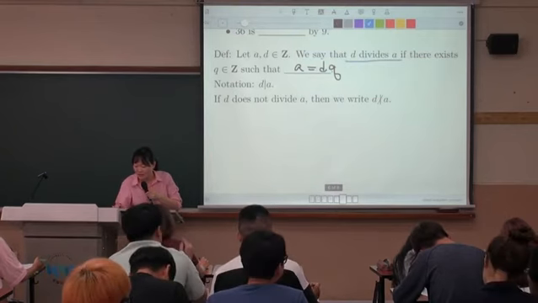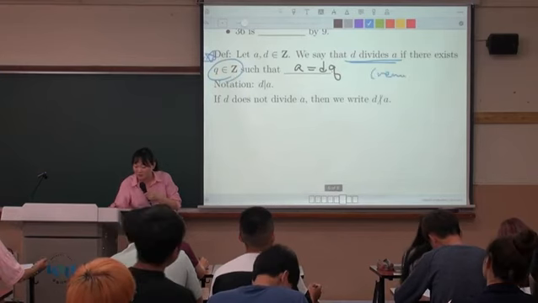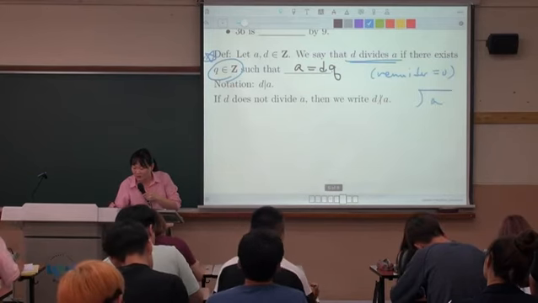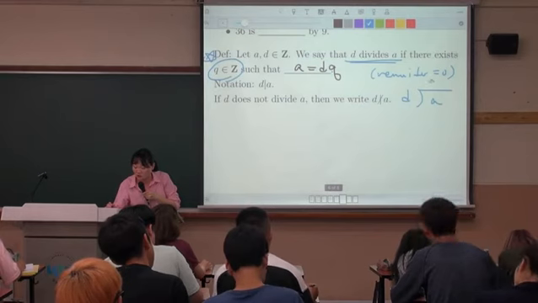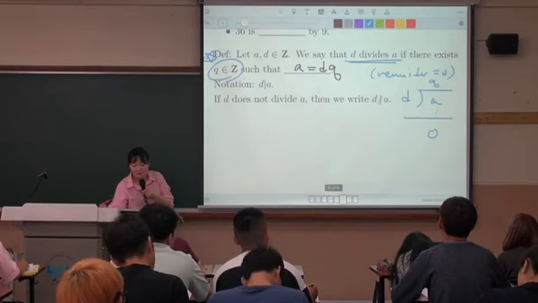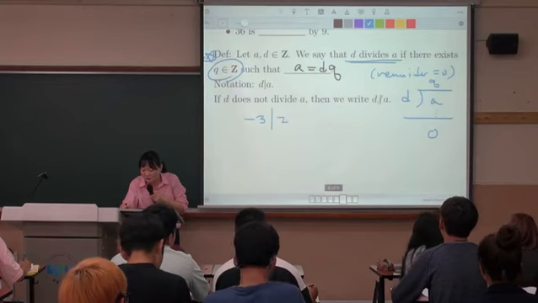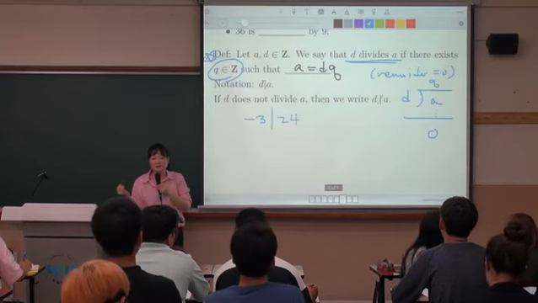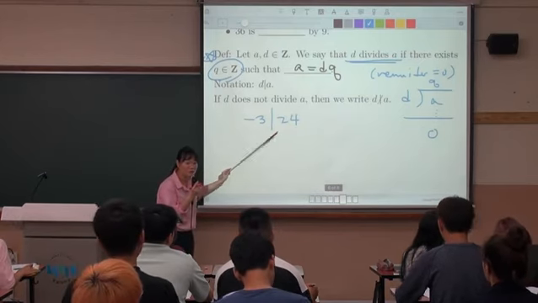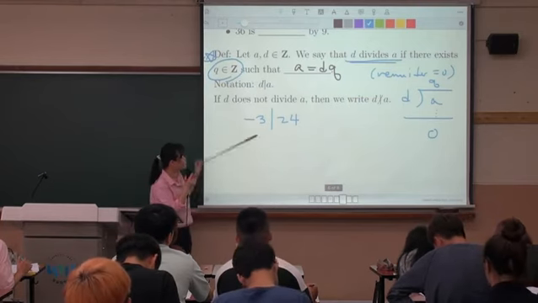We say D divides A if there exists an integer Q. So remainder is 0. So when I divide A by D, what do I get? Q. 나머지는 0. 해서 나머지 0 이렇게 나와요. So minus 3 divides 24. 이거 맞아요? This means minus 3 divides 24. Okay, so that's the notation. Why is this true? 왜 true예요?